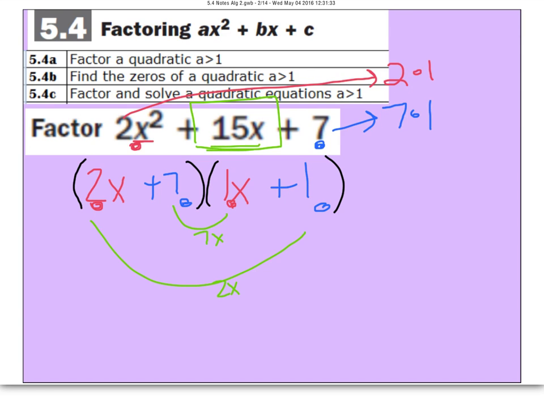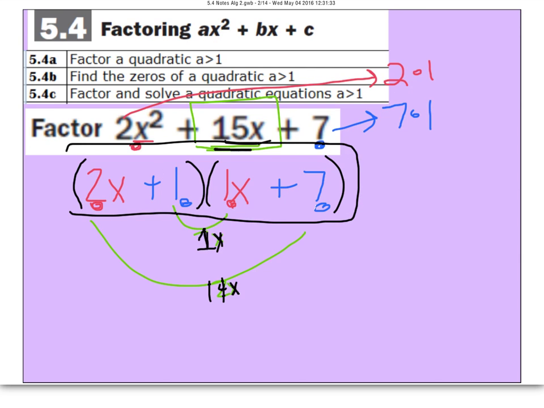So that doesn't work. I'm going to erase my 7 and my 1, and I'm going to switch them. Let's try putting the 1 here and the 7 here. If I do that, now 1 times 1x is 1x, and 2x times 7 is 14x. These two do add together to the 15x. Therefore, I now have the right combination, and we'll circle that as my answer.